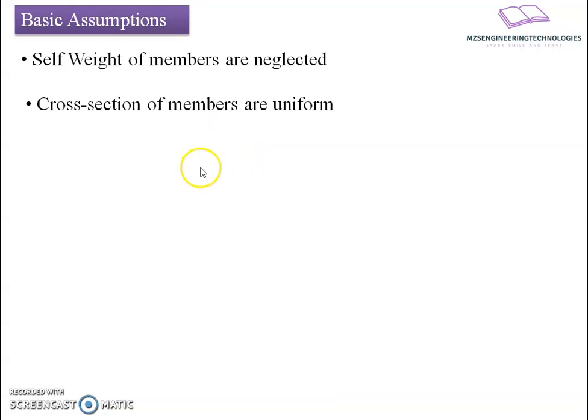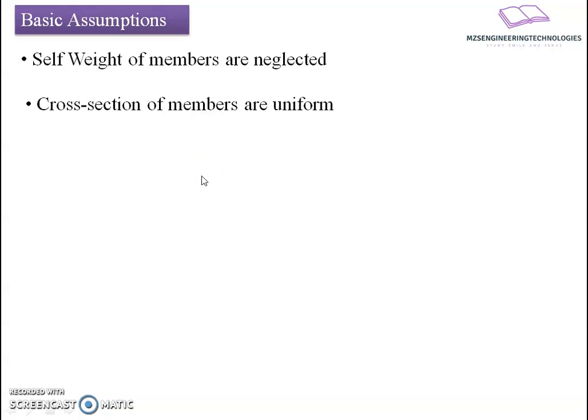The cross section of the members is uniform, meaning the cross section will not vary from member to member. Whatever the function of the member will be, whether it is a bottom chord, a top chord, a vertical strut, a horizontal member or an inclined member, they are going to have a uniform cross section, so as to assure that there is uniformity in the geometry.